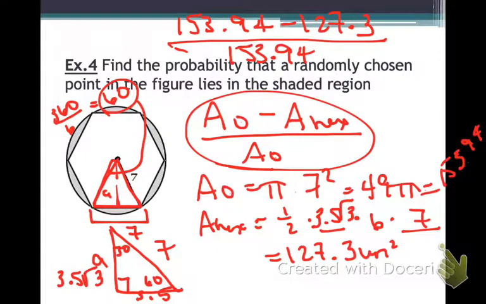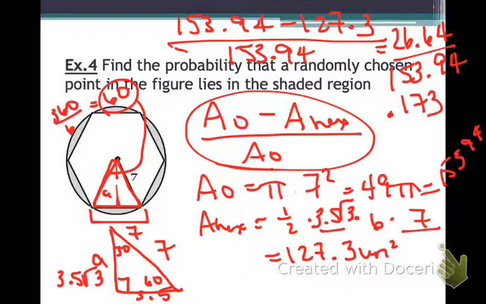So if I subtract, that gives me 26.64 over the 153.94. Don't worry about simplifying the fraction. Divide it, find me the decimal, which would be about 0.173, which is 17.3%. So you are still going to have to use that 1/2 times the apothem times the number of sides times the side length here to find the area of these regular figures.